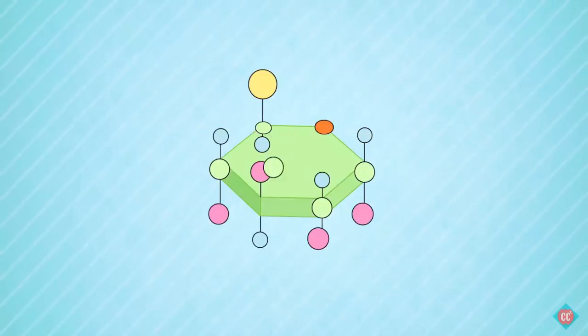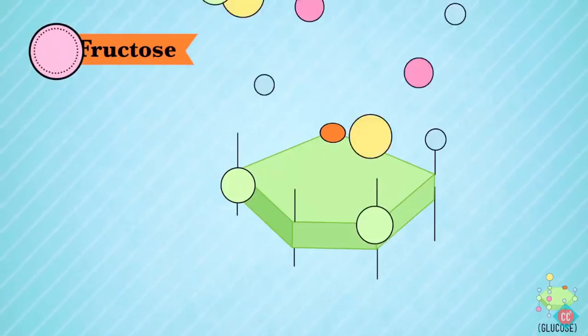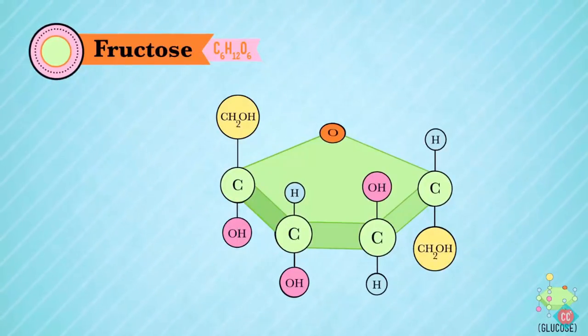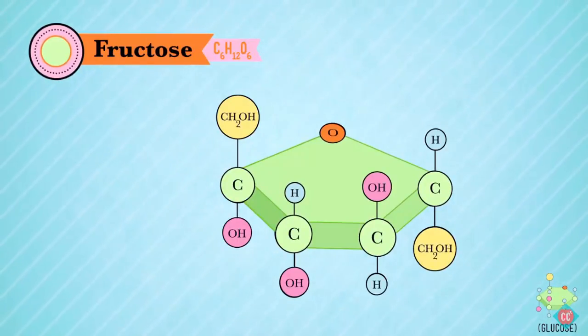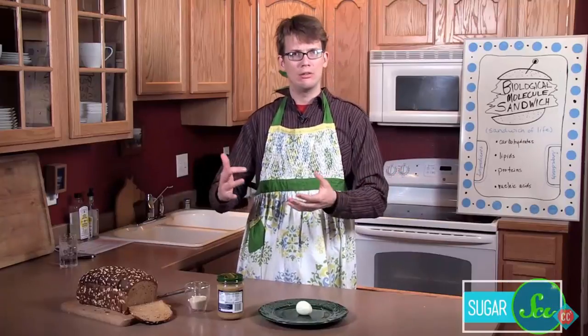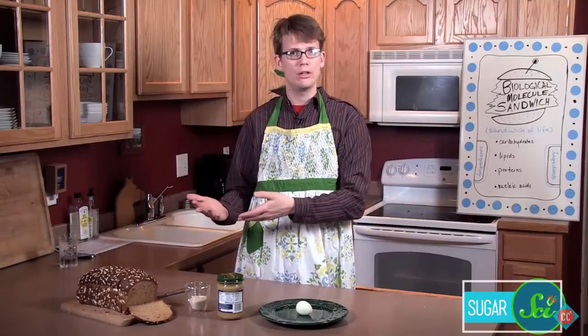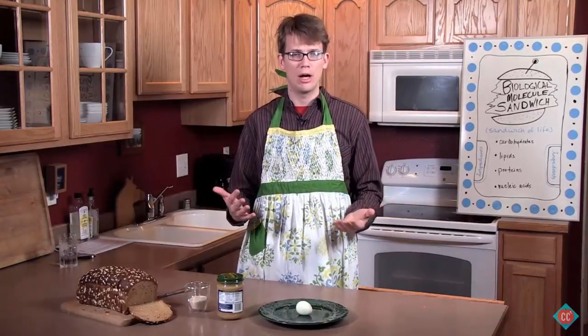In addition to glucose, there are other monosaccharides like fructose, which has the same molecular formula, C6H12O6, but arranged differently. These subtle chemical differences do matter. Fructose, for example, is significantly sweeter than glucose. It's also processed by our bodies in different ways.